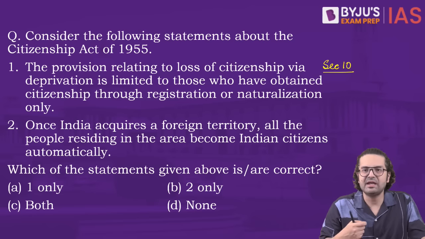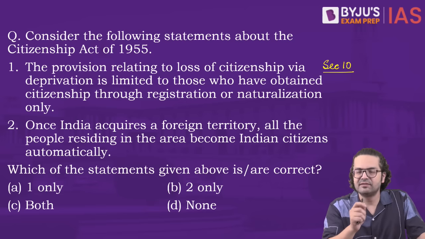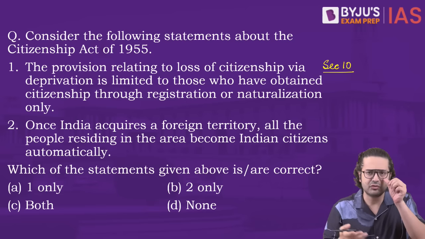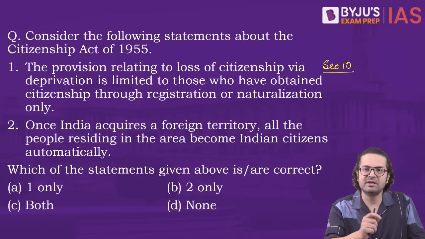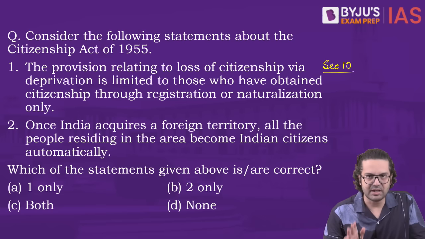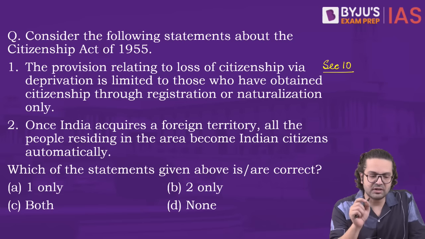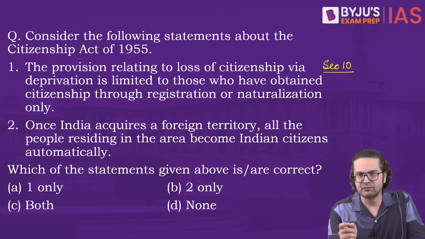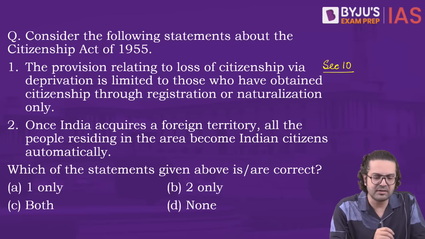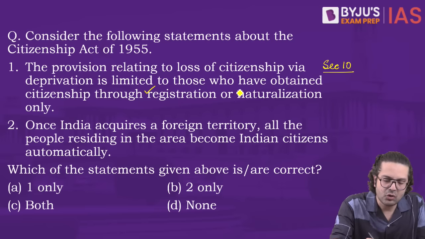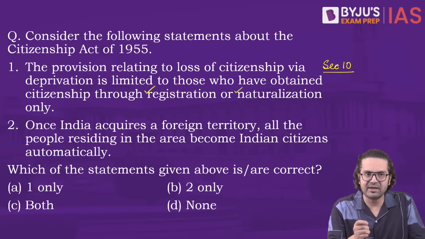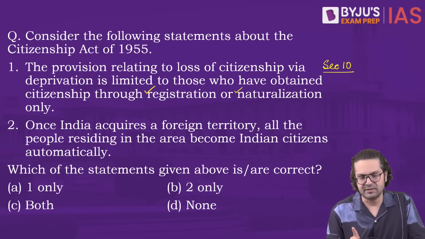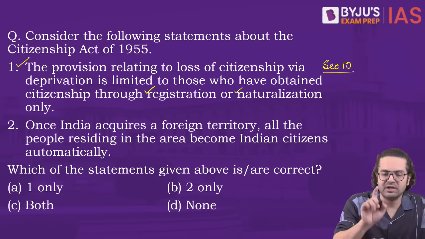See, of course, we can give up our citizenship voluntarily or we can take some other country's citizenship. So in those two situations, of course, our Indian citizenship is gone. But there is one way in which the government can also take away our citizenship. That is section 10. And this statement is correct because the government can only take the citizenship away of those categories of people who have obtained it either through registration or through naturalization only, not ones who have obtained it via being born in India or through descent. So one is absolutely correct.